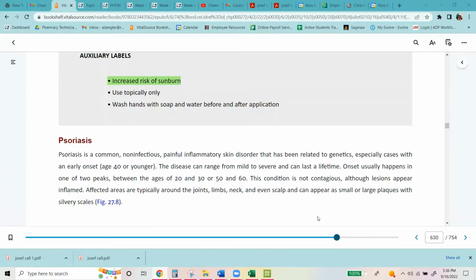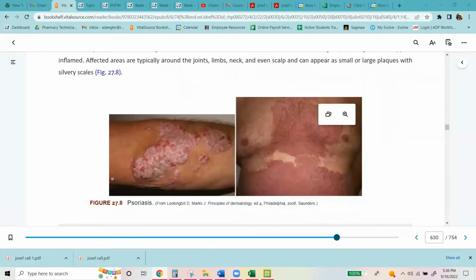This condition is not contagious, although lesions appear inflamed. Affected areas are typically around the joints, limbs, neck, and even scalp, and can appear as small or large plaques with silvery scales. So here is a picture of psoriasis.